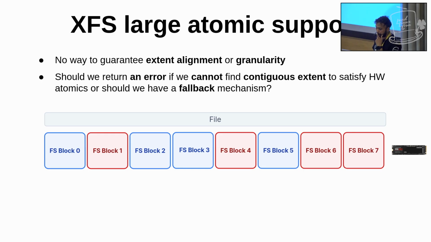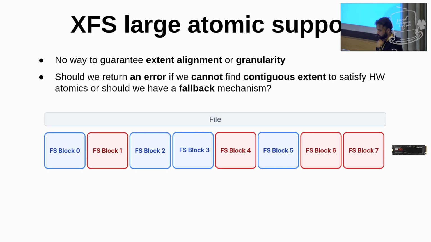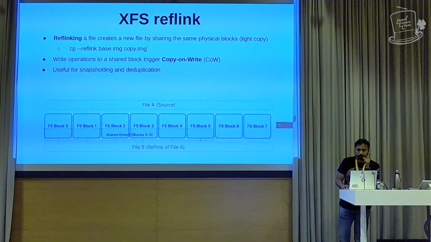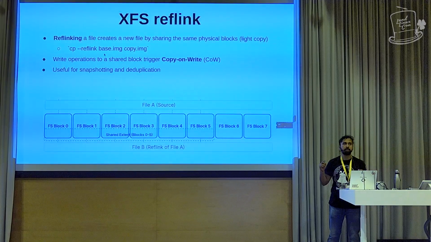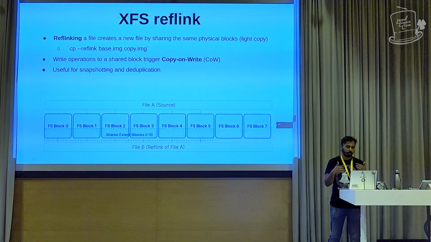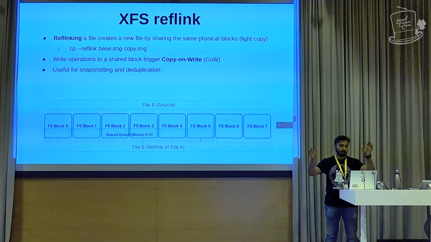extent. Sorry. So before going into how the atomic support has been implemented, a small tangent on the reflink of XFS. XFS has this feature called reflink. It's basically when you do cp --reflink base image to copy image, it's pretty instant because it's a metadata operation. It doesn't actually copy stuff. What it does is it goes to the file system and says, hey, you know what, both are copies. Try to share the blocks.